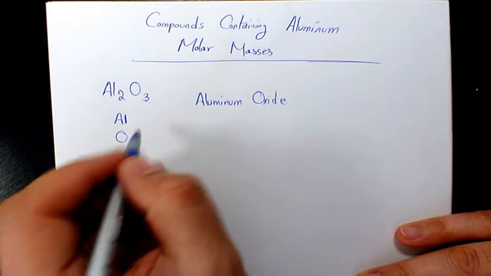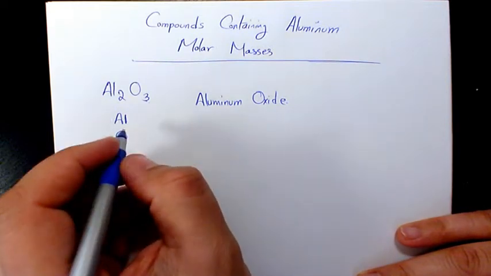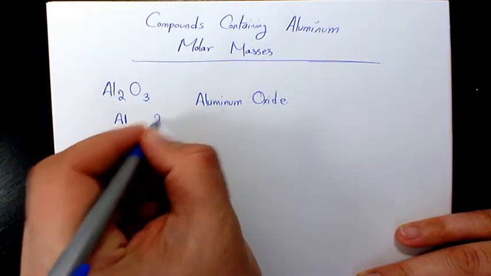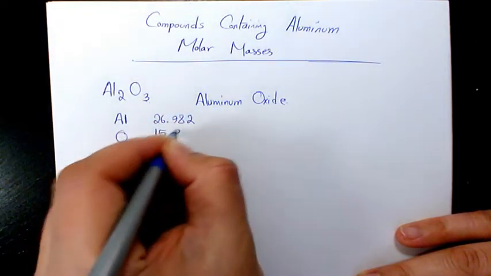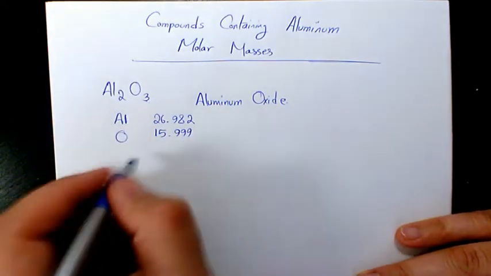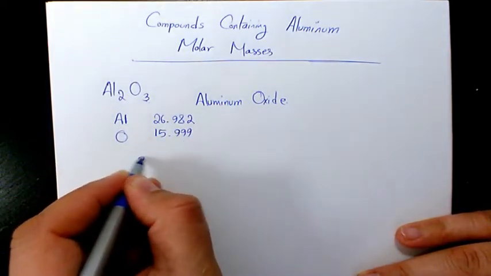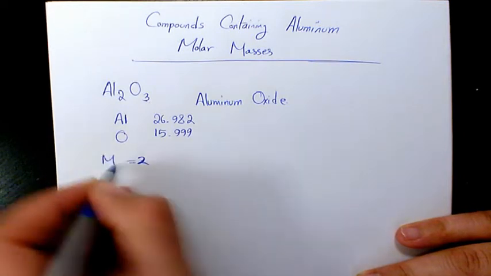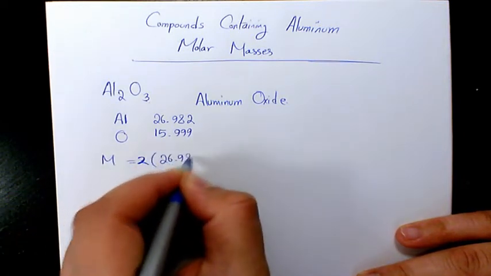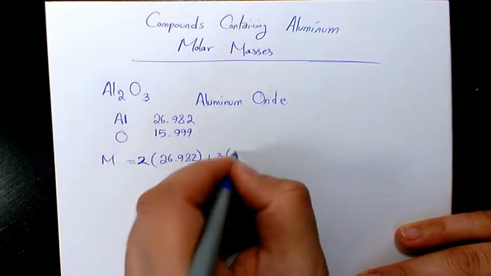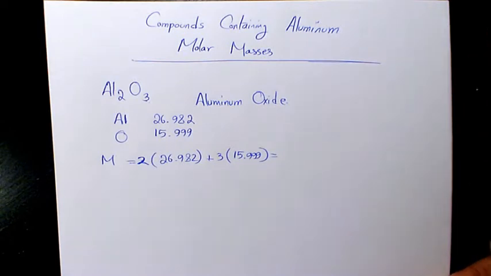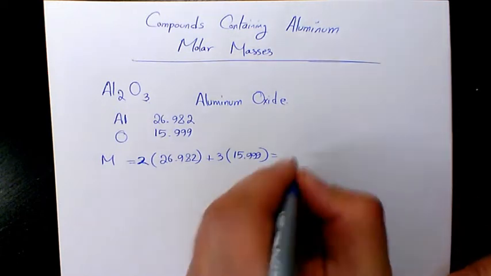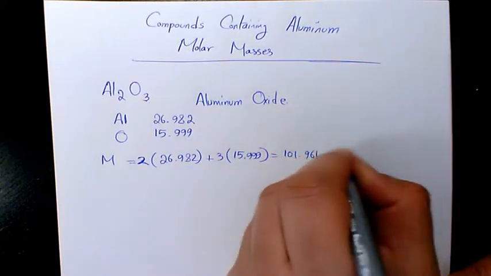The atomic mass of Al, I need to read it from the periodic table, and it is 26.982, and oxygen is 15.999. We have 3 atoms of oxygen and 2 atoms of aluminium, so the molar mass is going to be 2 times 26.982 plus 3 times 15.999. That's going to be 101.961 grams per mole.